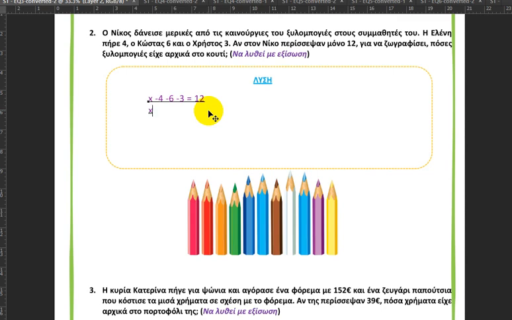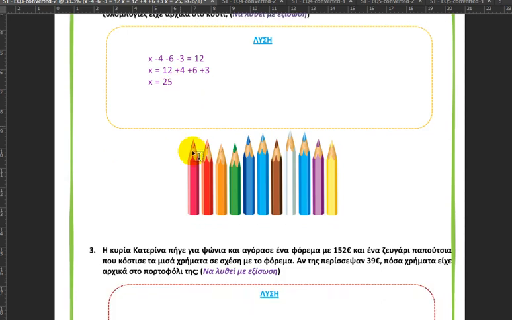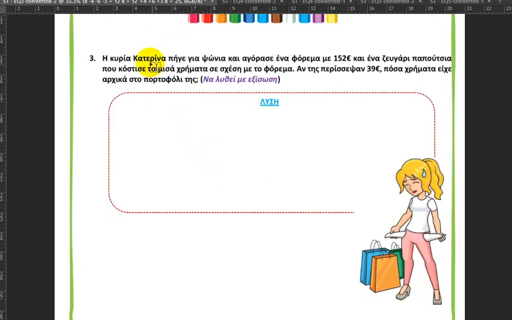Now, if you don't want to go into negative numbers, you can just bring them over to the other side, all of them at the same time, by flipping their sign. So minus 4 becomes plus 4, minus 6 becomes plus 6, and minus 3 becomes plus 3. So now x is equal to 12 plus 4 plus 6 plus 3, which altogether is 25. So in the beginning, he had 25 coloring pencils.